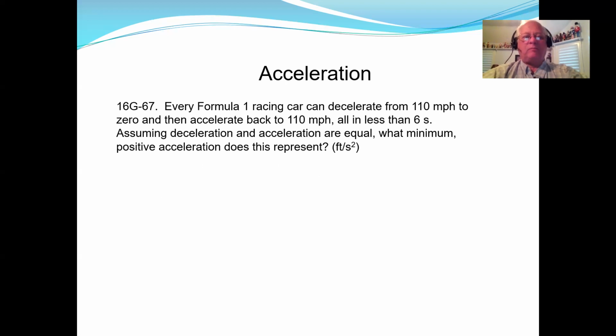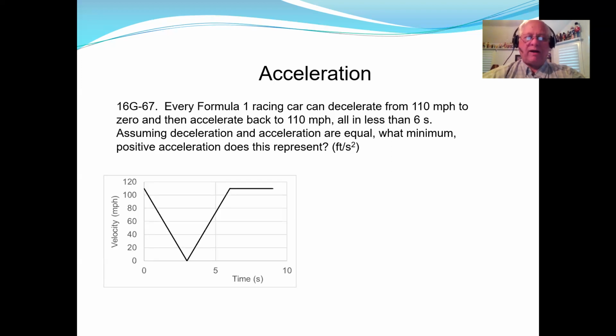Here's an example problem. This was a problem in test G from 2016, which may have been the second district test. So here we go. Every Formula One racing car can decelerate from 110 miles an hour to 0 and then accelerate back to 110 miles an hour, all in less than 6 seconds. Assuming deceleration and acceleration are equal, what minimum positive acceleration does this represent? And I want the answer in feet per second squared.